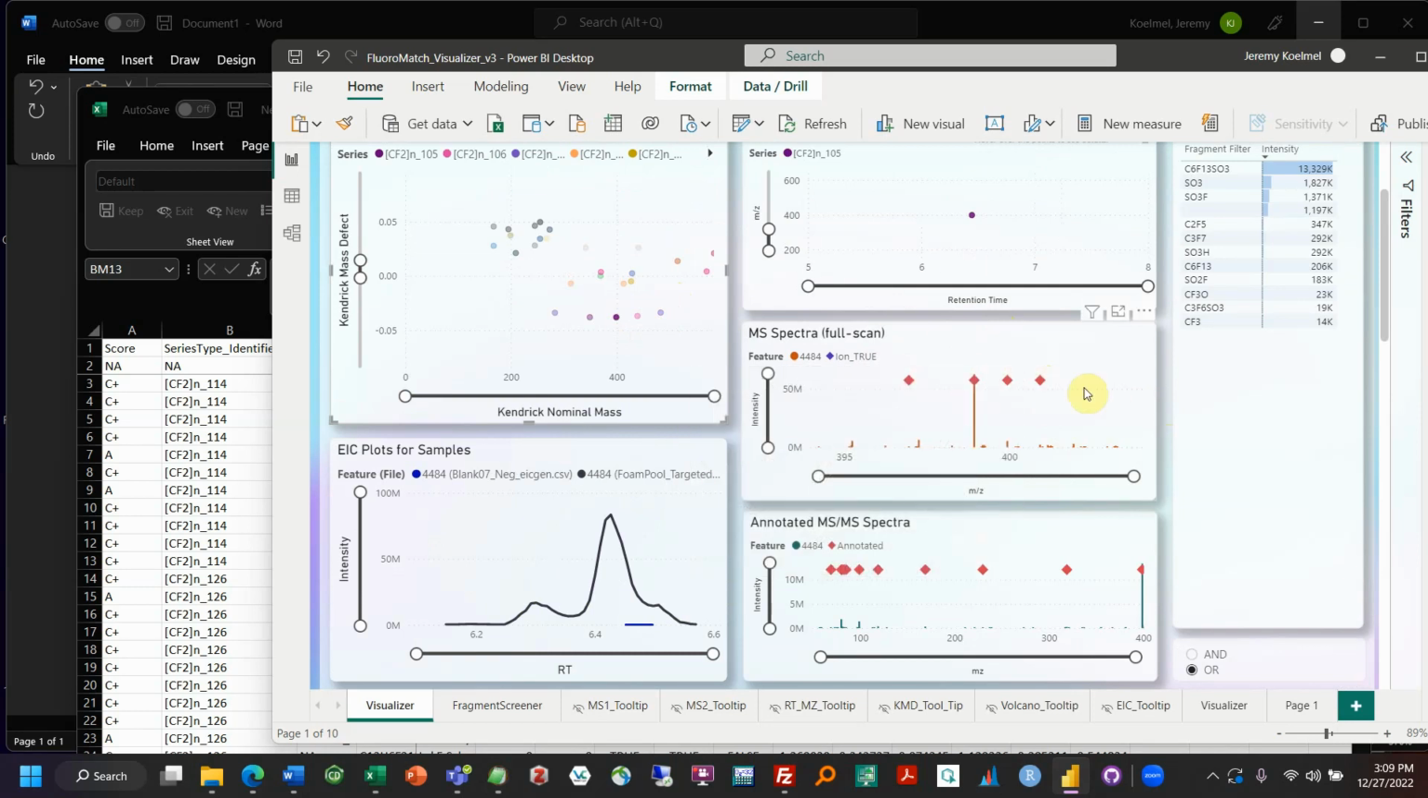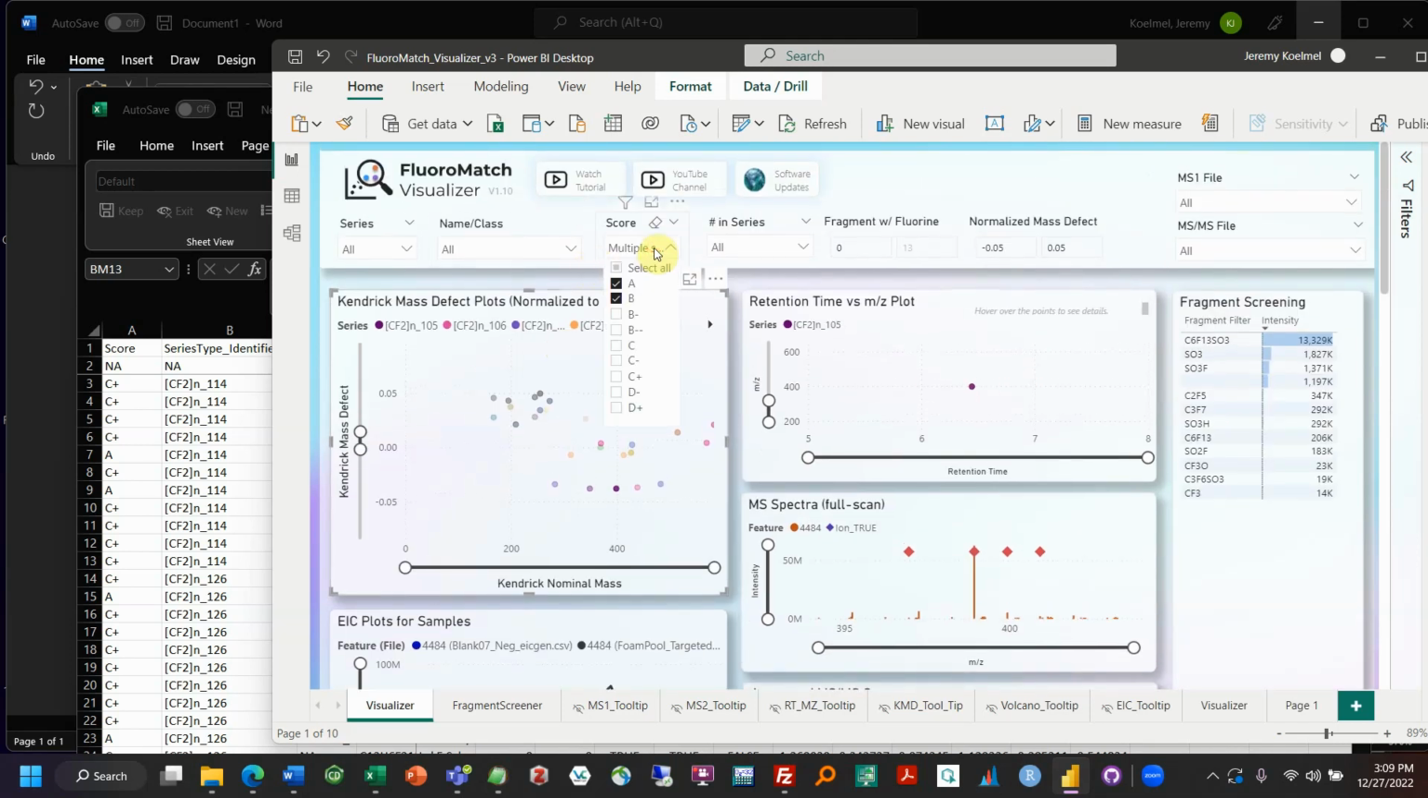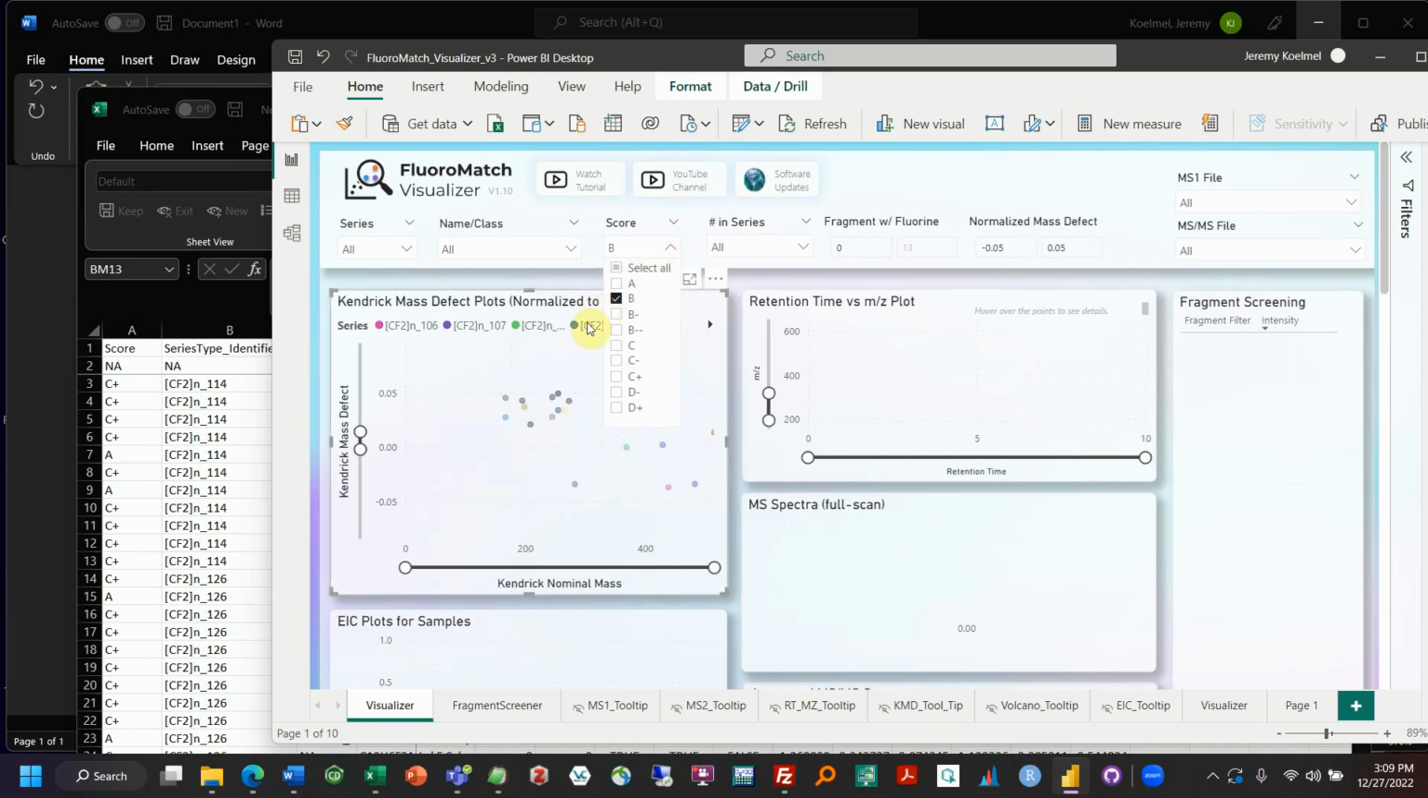You can also confirm the structures for Bs in this way. So you have to figure out what your confirmation schema is for Bs, and then just like As, you can pull them together and get all of those members in series confidently annotated.